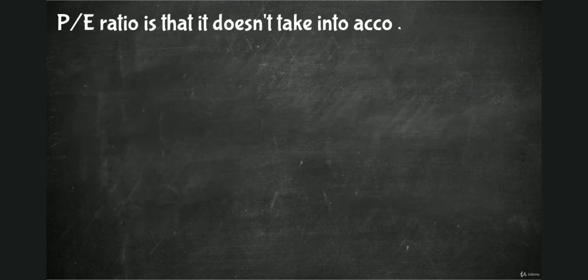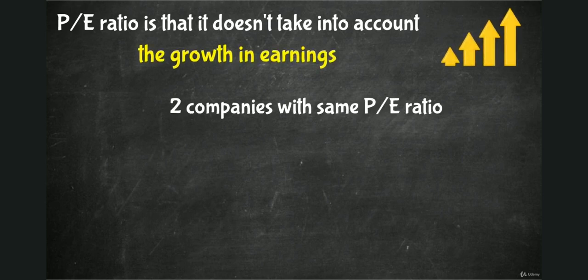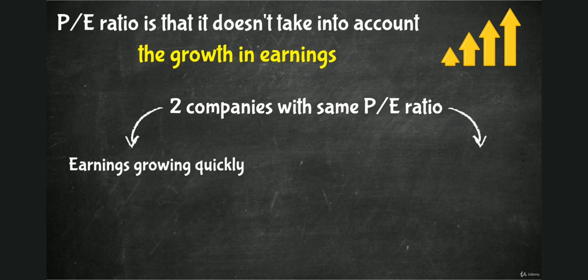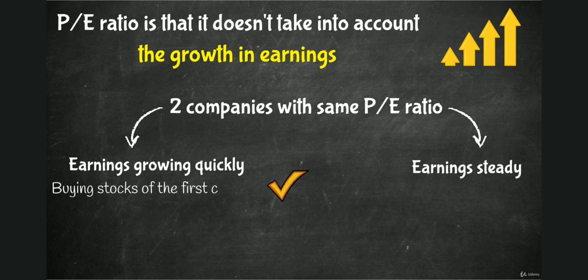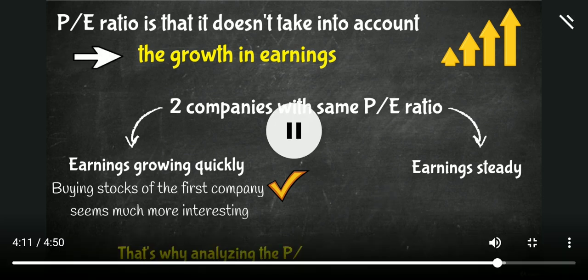Moreover, a major limitation of the price to earnings ratio is that it doesn't take into account the growth in earnings. Therefore, 2 companies can have the same PE ratio, but the earnings of the first one are growing quickly and the earnings of the second one are steady over time. Of course, buying stocks in the first company that's growing quickly is a much more interesting and attractive offer. However, if we just used the PE ratio, this wouldn't be enough to lead us to this conclusion. Again, the problem being that the PE ratio doesn't take into account the growth of earnings. That's why analyzing it alone is not enough.